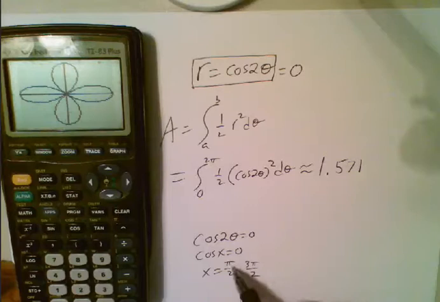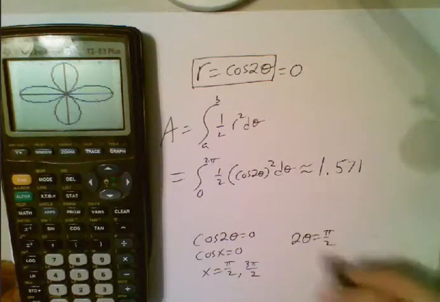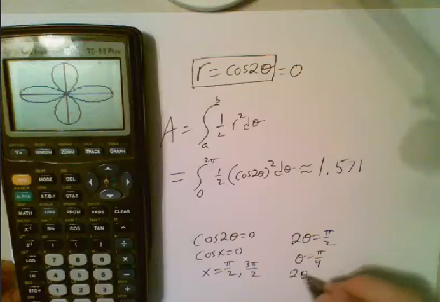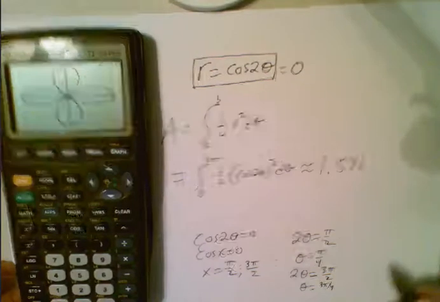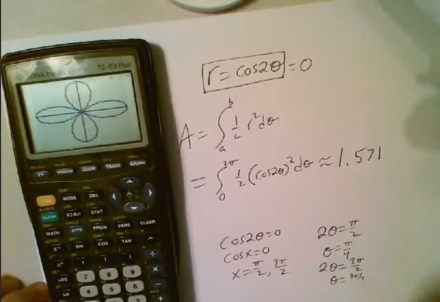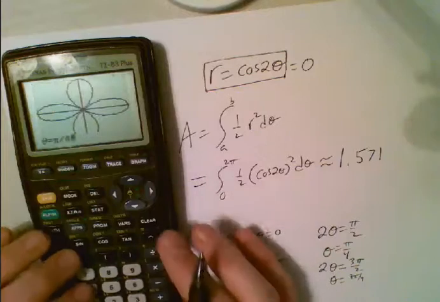So pi over 2. If x is pi over 2, then 2 theta equals pi over 2. That means theta equals pi over 4. If 2 theta equals 3 pi over 2, well then theta equals 3 pi over 4. Okay, so it looks like all our pi over 4s are when we're going to hit 0. So let's check that out. Let's calculate the value at pi over 4 and see what happens.